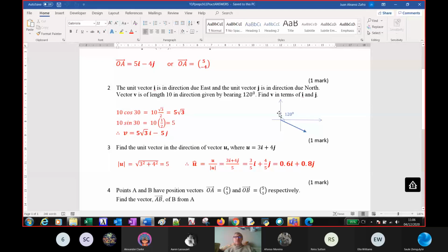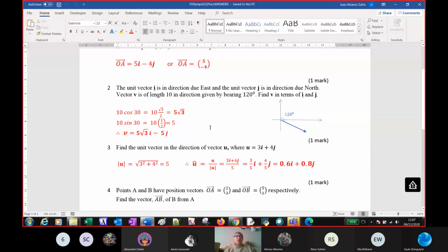And we're asked to find what this vector is in ij form, where i is a unit vector in the east direction and j is a unit vector in the north direction. In the second year, we'll see that you can do this by just simple trigonometry. So if this length here is 10 and the angle here is 120, the associated angle made with the x-axis is going to be 30 degrees. And then using this triangle here, I'm outlining, the horizontal length is going to be 10 cos 30, and the vertical length will be 10 sin 30.